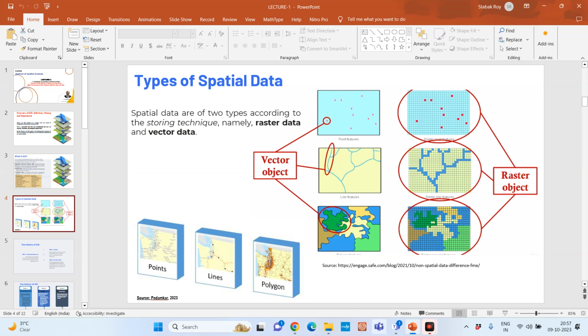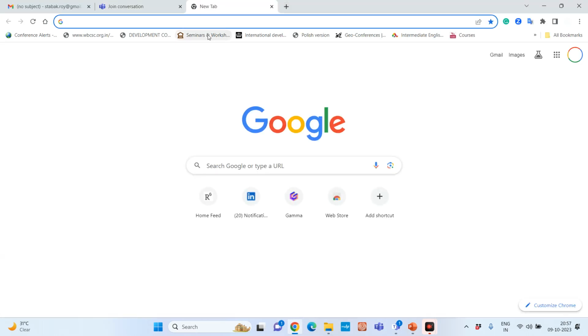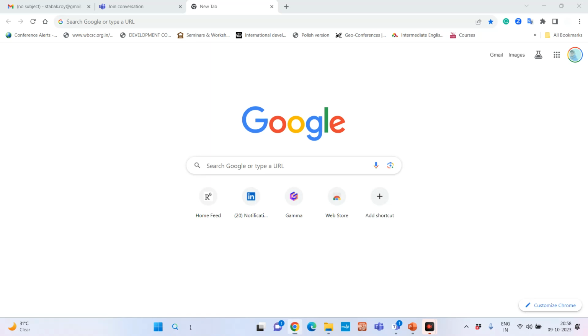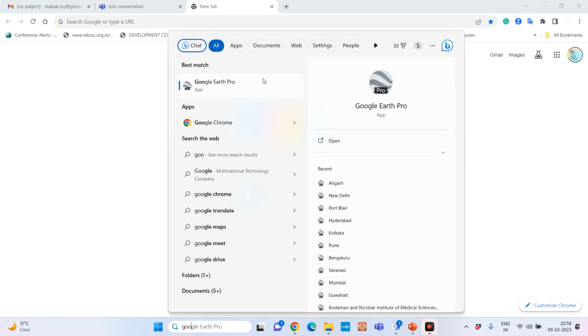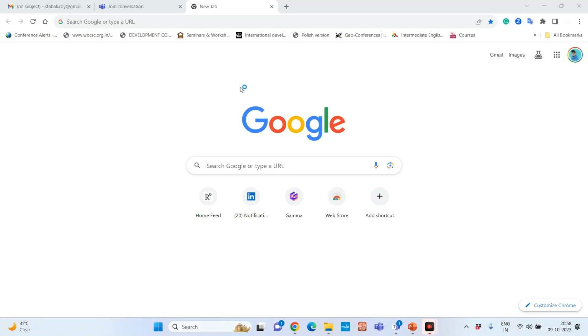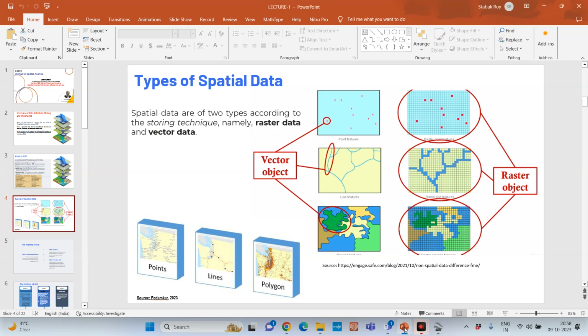Is my screen visible, whether you can see the Google Earth? Yes, sir. We can see your screen. So I will show you in the Google Earth everything that I taught theoretically. I will give you some demonstration for better understanding, because you need to remember the particular terms for your exam. Okay.